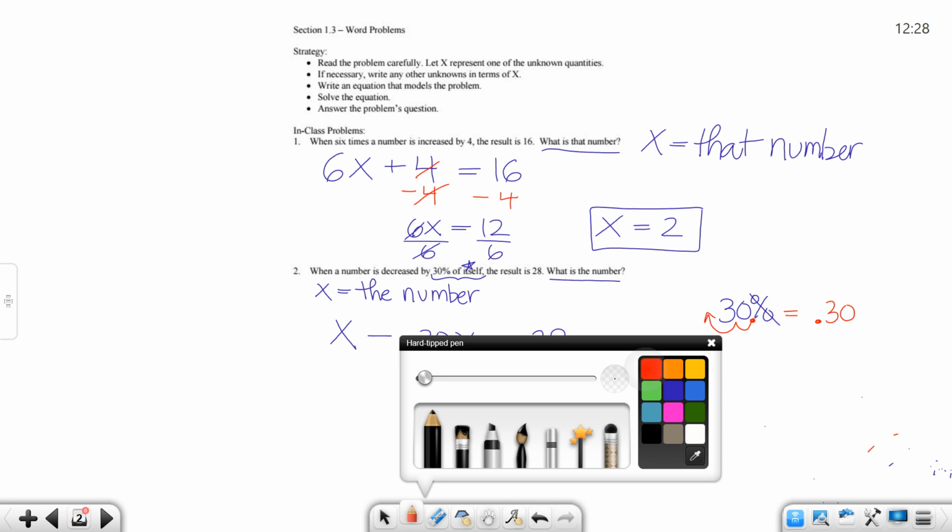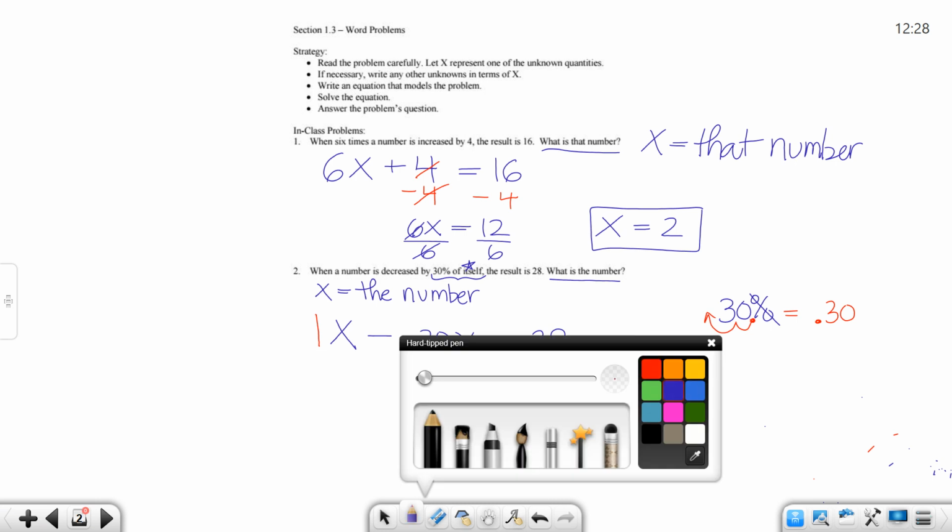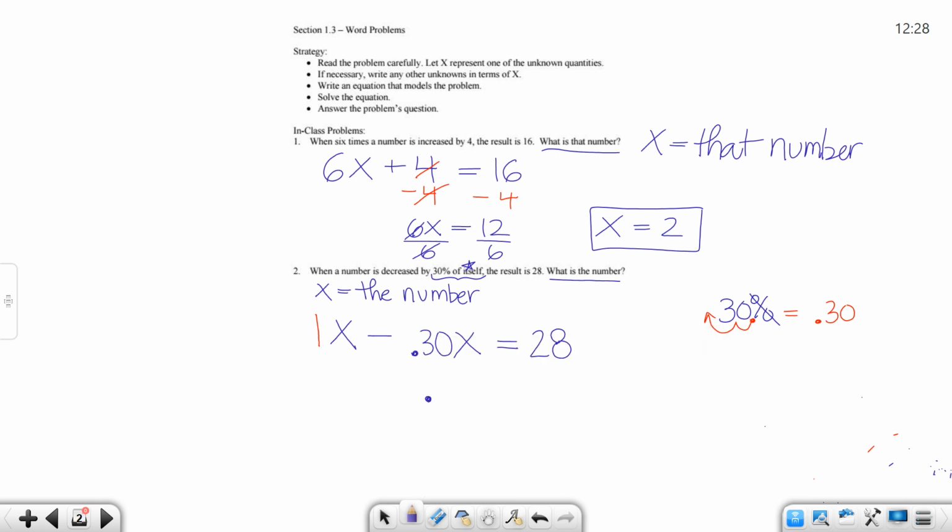Now the next thing you have to do is simplify these x's. You have to put them together. Remember there's an understood 1 in front of this x here. So when you put them together, you're going to say 1 minus 0.30. Well, 1 minus 0.30 would be 0.70x.